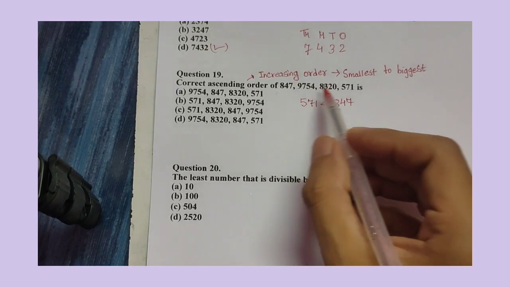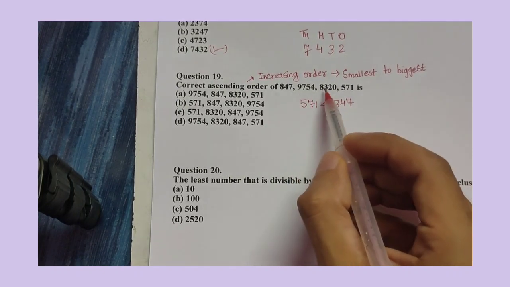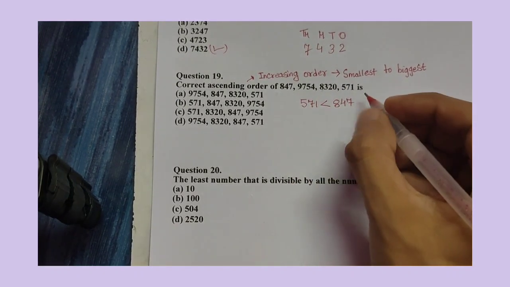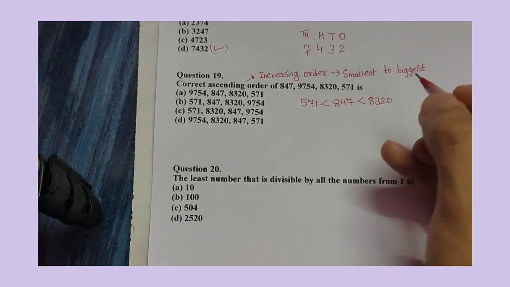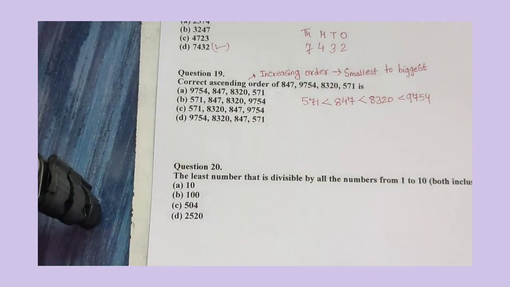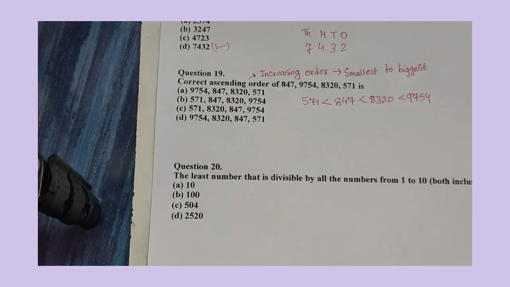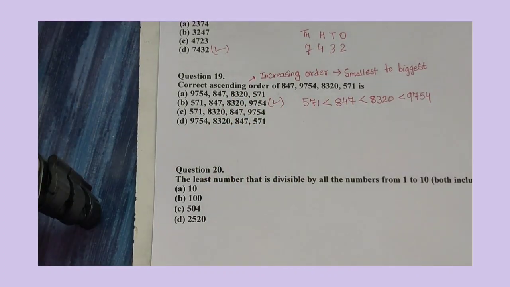Now we have to compare the 4-digit numbers. Okay, now here 8 is there, here 9 is there. We know that 8000 is less than 9000. So again we will write 8320. What we have left? 9754. So this is the arrangement of these 4 numbers in ascending order, that is smallest to biggest. So if we see through the options, option B will be the correct one, that is 571, 847, 8320, 9754. Okay, let us move to the next question.